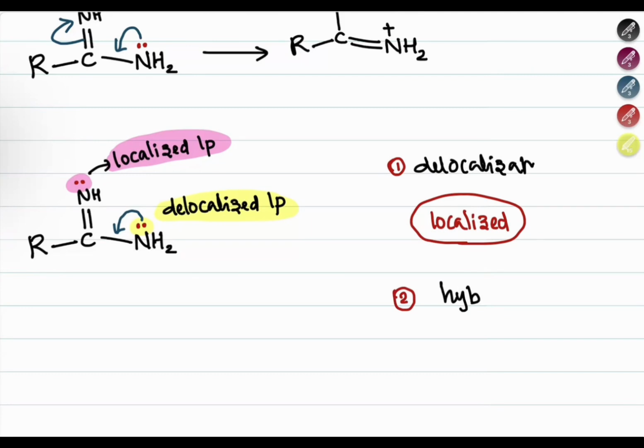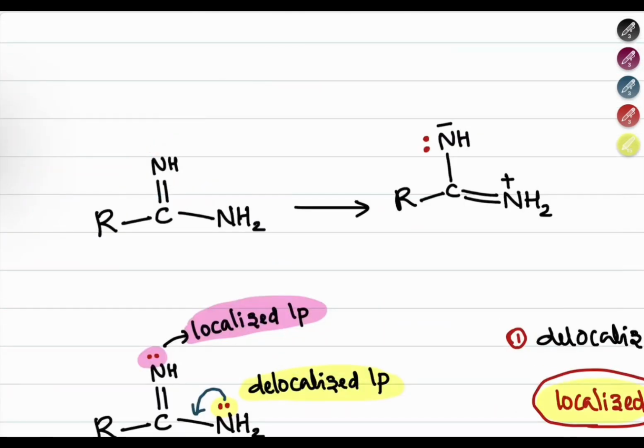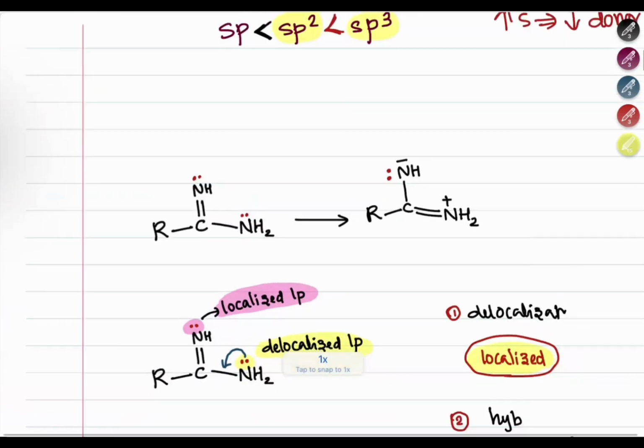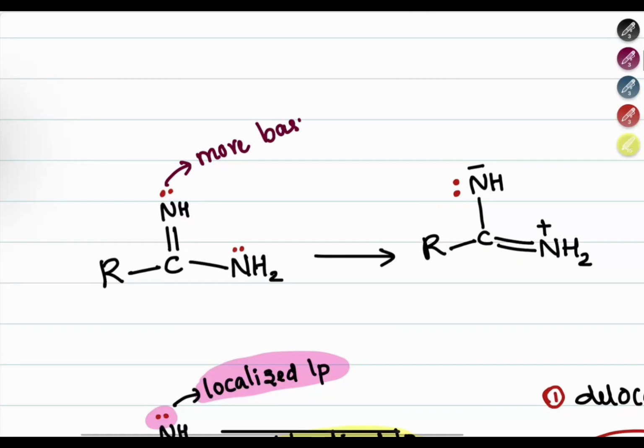Hybridization we have already seen: the sp3 hybridized orbital has more donor ability than sp2, than sp. So we come back to our molecule. Again, two nitrogens are there. In both nitrogens, a lone pair is there. But this lone pair can take part in delocalization, and this lone pair is a localized lone pair. So if delocalization is there, we have to give priority to the localized lone pair. So this is more basic in our molecule. That means this nitrogen will protonate first.